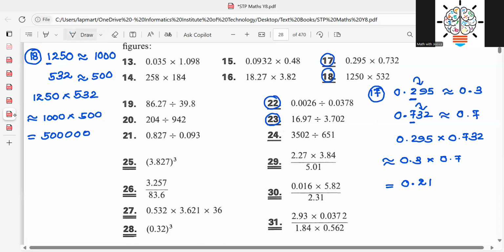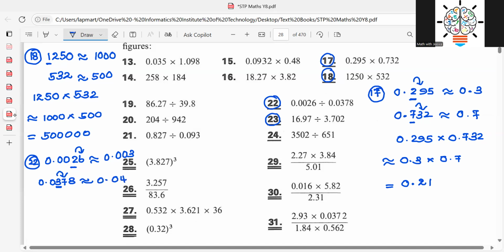So then we will move to question number 19. There I have, so not 19, I want to do 22, sorry about it. 22, I have 0.0026. So this is equal to 0.003, because this is the first significant figure and you look at the next number, you want to add 1 to the underlying number. So then the next one, we have 0.0378, right? So this is the first significant figure. When I look at the next one, that becomes 0.04.